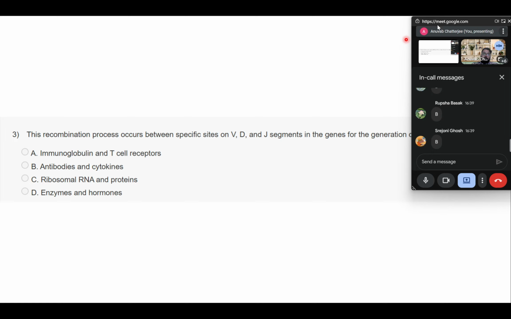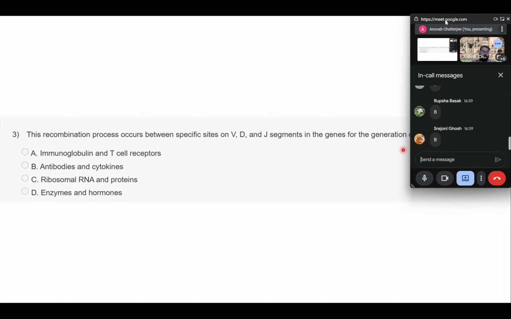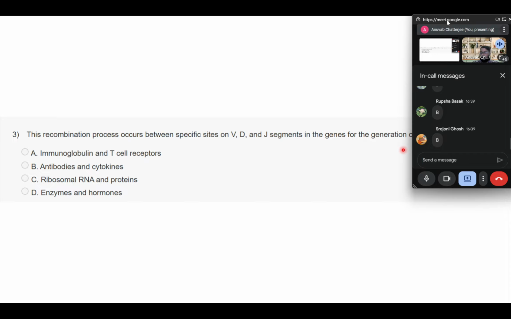Okay, next. The recombination process occurs between specific sites on the VDJ segments in genes for generation of. So VDJ recombination happens majorly in what? Immunoglobulin and T cell receptors, antibody and cytokines, ribosomal RNA and proteins, enzymes and hormones. You can put in whatever you think is the correct option in the chat.